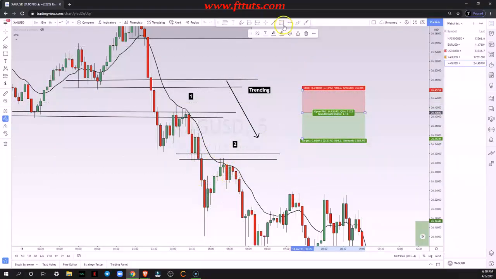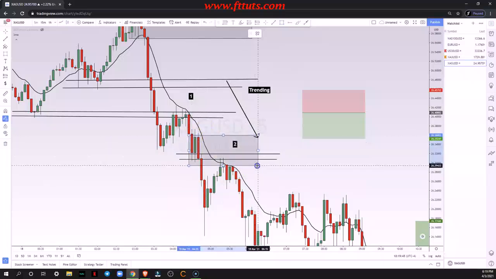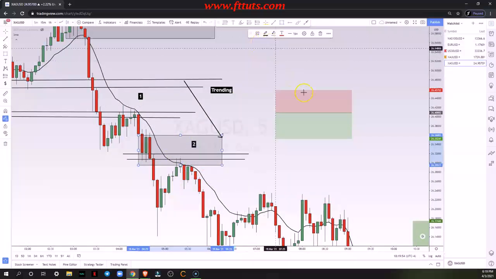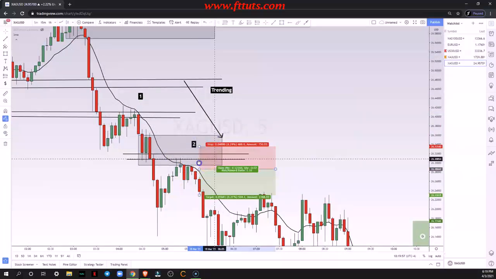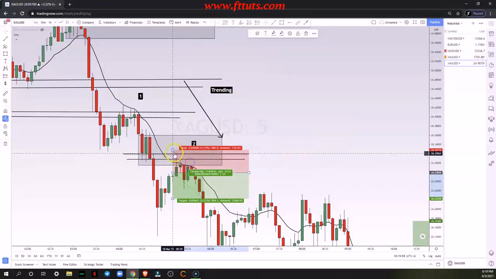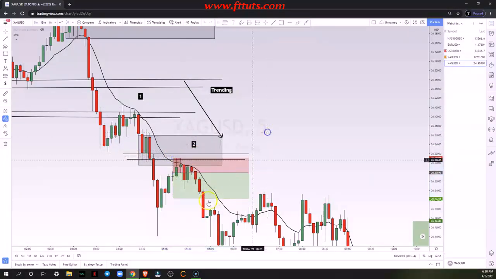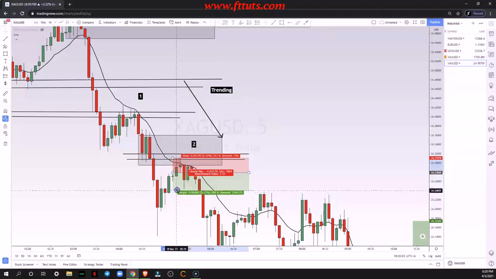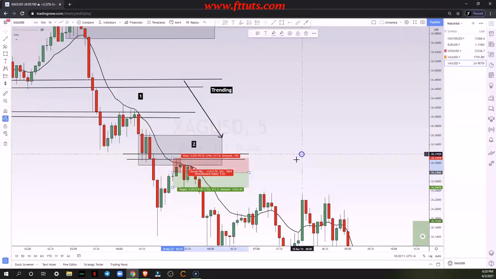Now what do we have here? This is the second pullback, and this is a supply area. We have a pullback, and then it shoots out again, and we have resistance. So once it breaks below this candle, my stop loss is up here. I aim for my 1-to-1 and leave the runner, or stop loss to break even, and then you go for your runner.